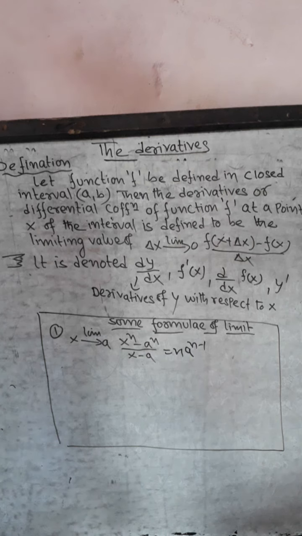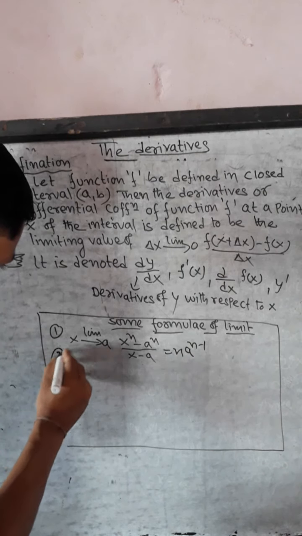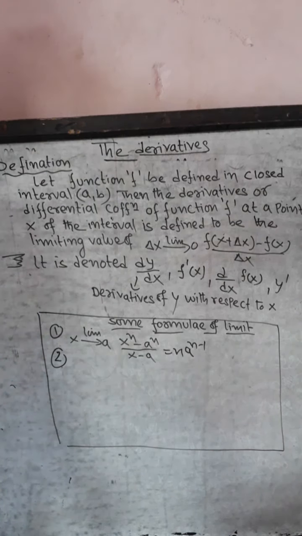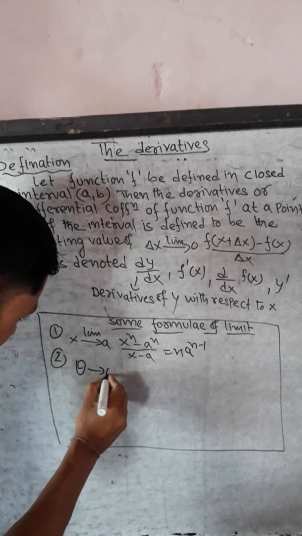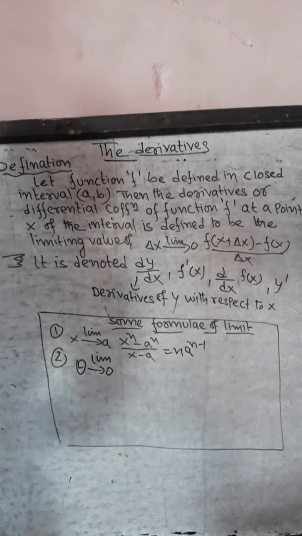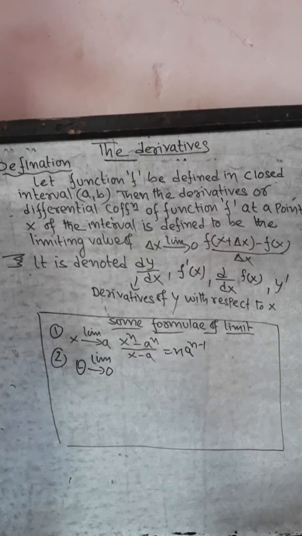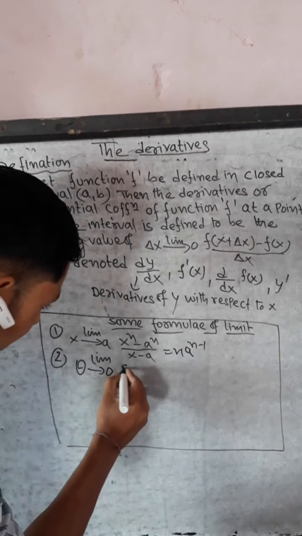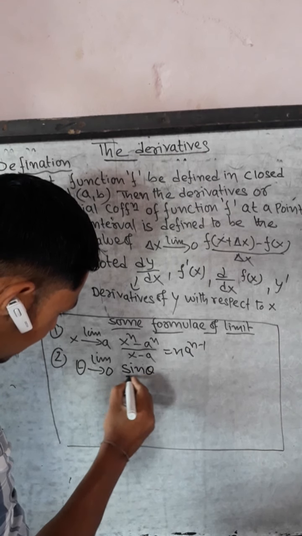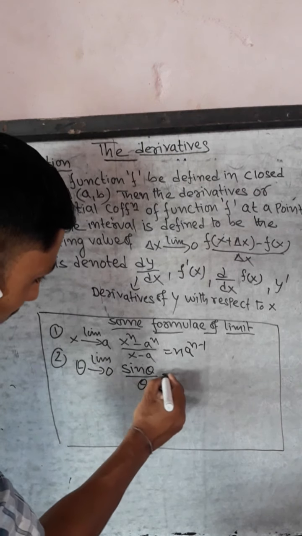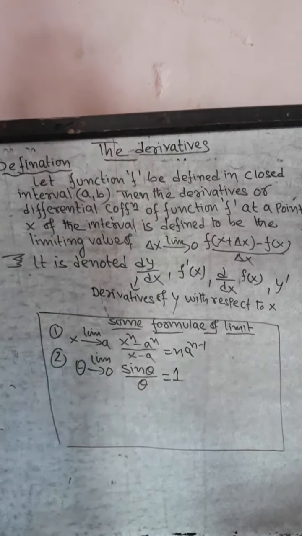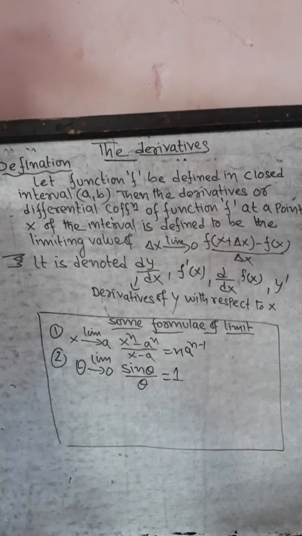Number 2, this one we will use many times. Suppose there is limit theta tends to 0, sin theta by theta. Then the limiting value of this one will be equal to 1.